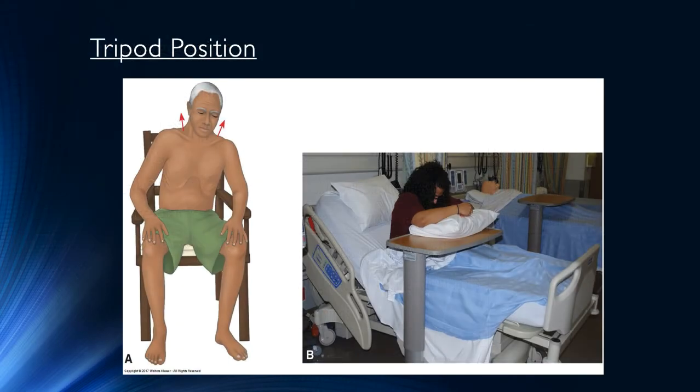Like I said, having the patient sit in an upright position will help with that lung expansion. As you see in the picture on the right, the lady is leaning across the bedside table. This is called tripod position, and that tripod position is something we'll put a COPD patient in who is having some exacerbation or some increased respiratory difficulty. We'll place them in that tripod position to facilitate their breathing.